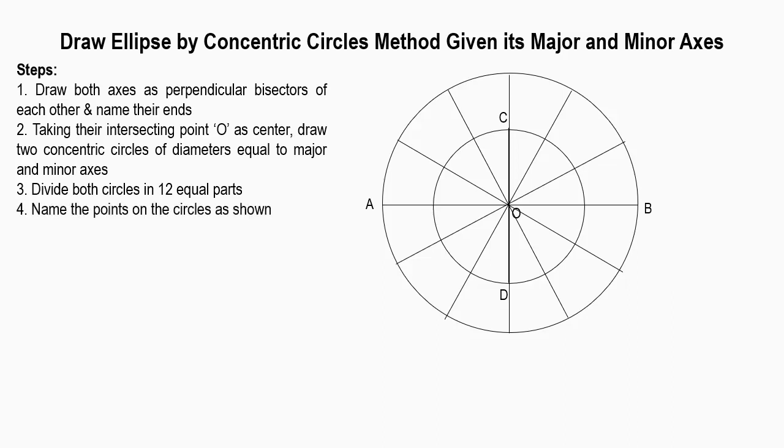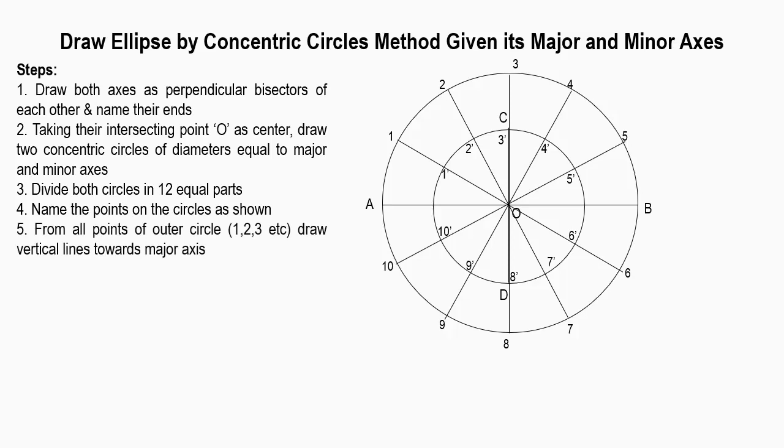Then name the points on the circles as shown here in the diagram on the right. I start from point A and move in a clockwise direction like 1, 2, 3, 4 and so on. Similarly, on the inner circle also, I write point number 1 dash, 2 dash, 3 dash and so on, making sure that 1 and 1 dash lie on the same line. Similarly, 2 and 2 dash also lie on the same line and so on.